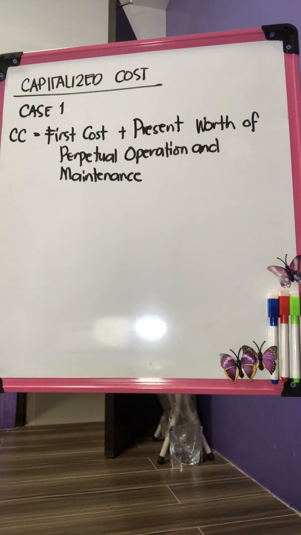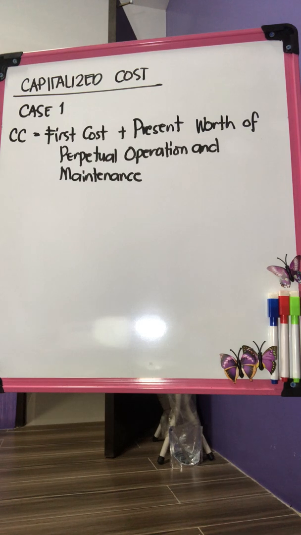Okay, so let's give an example. For example number 1, determine the capitalized cost of a structure that requires an initial investment of 1,500,000 and an annual maintenance of 150,000 pesos. So, ibig sabihin, annual maintenance daw na 150,000 pesos. So, indefinite yung time. So, as long as ginagamit mo yung machine, meron siyang annual maintenance. Kaya, this is application of perpetuity.